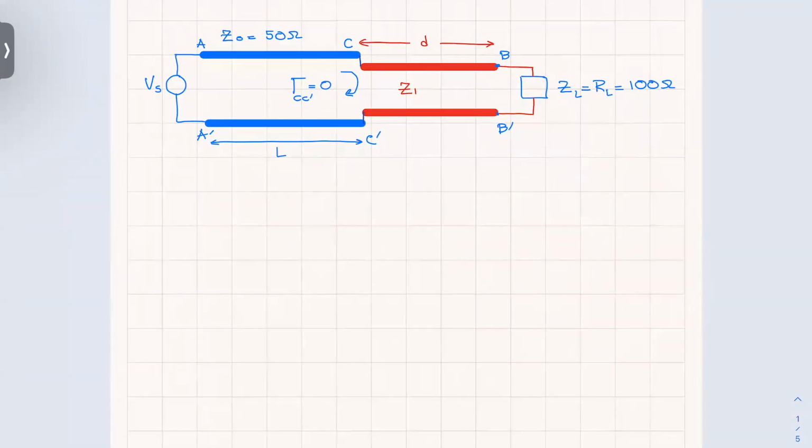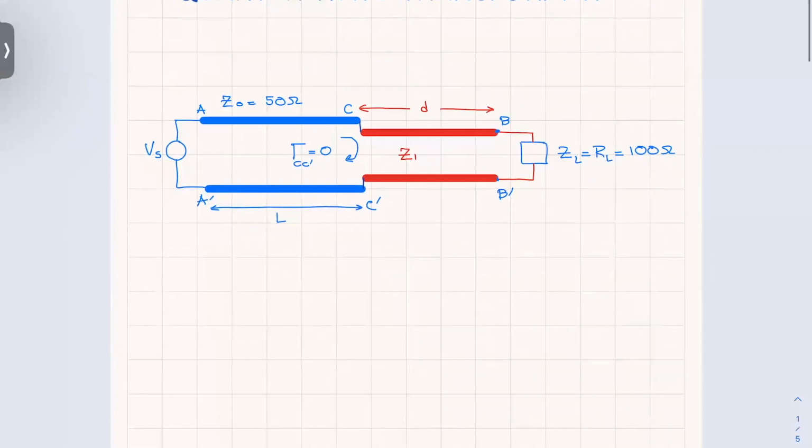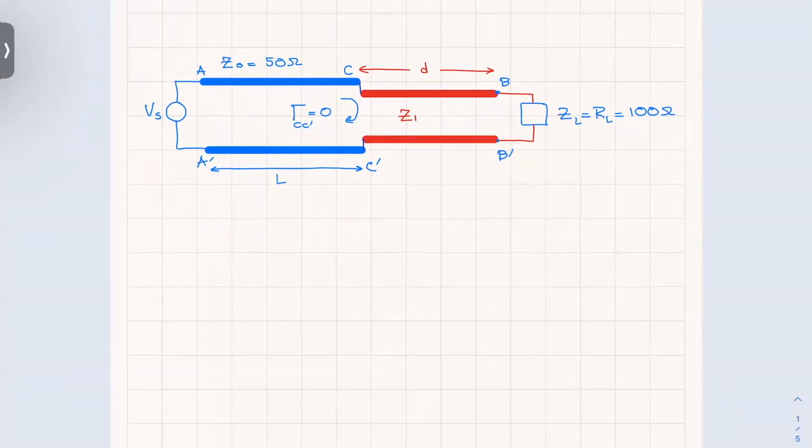So the quarter wave transformer implies this red line, which is the quarter wave transformer, has D equal to lambda over 4, first of all. That's why it's called quarter wave. And it has a characteristic impedance Z1, which is the square root of my load, which is real, RL, times Z0. I will put it here so you remember it.